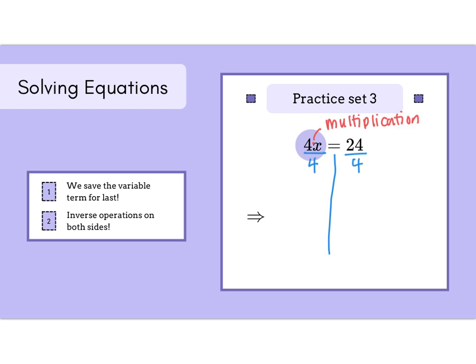So on the left side, 4 divided by 4 is just 1. So I have a 1, and then I still have my x. And then on the right side, 24 divided by 4 is 6. And this 1 is technically invisible, so I don't necessarily need it. But if it helps you to write it, it's okay to write the 1x. But generally, when you see an answer, it'll just say x equals 6.